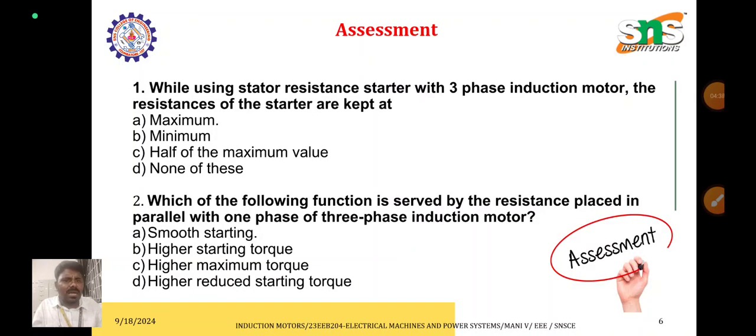And this is an assessment. While using a stator resistance starter with the 3-phase induction motor, the resistance of the starter is kept at: maximum position, minimum position, half of the maximum value, or none of these. And the second one: which of the following functions is served by the resistance placed in series with each phase of the three-phase induction motor? For smooth starting, for higher starting torque, for higher maximum torque, or for reduced starting torque.